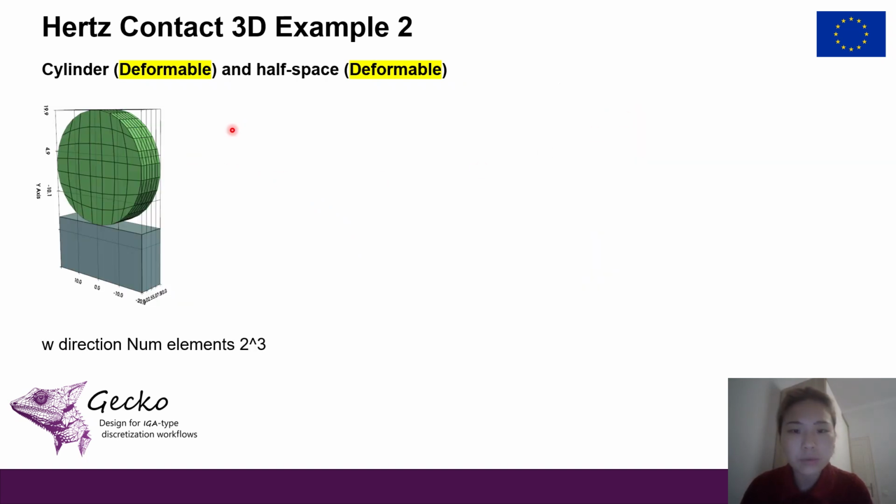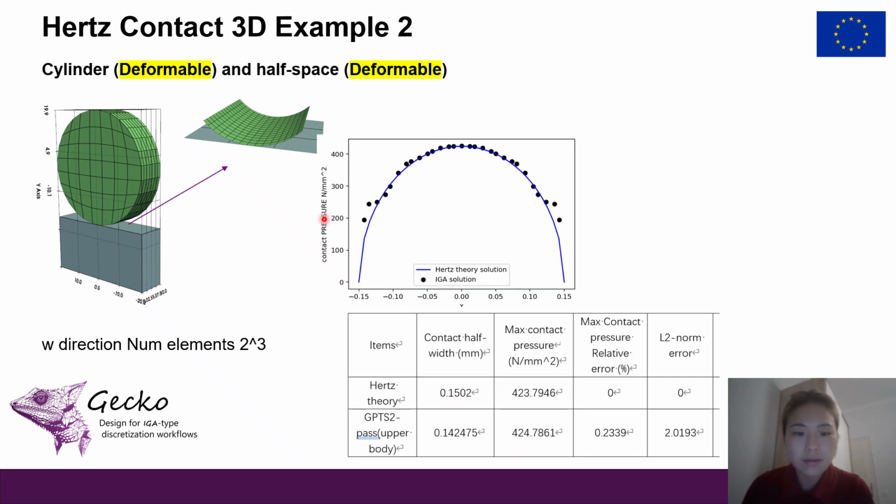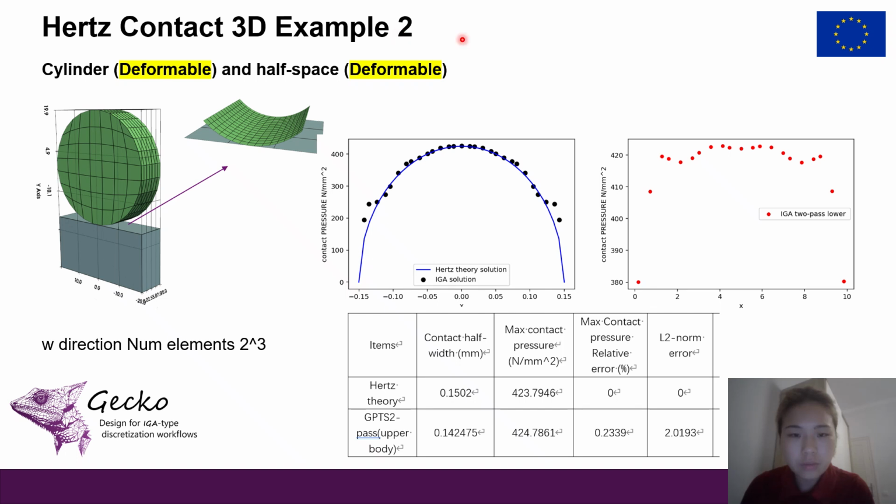Now we come to the 3D example. First, we extract the contact surface, and we can see the contact pressure shows excellent agreement with the analytical solution. The maximum relative error is within 0.3%, and the L2 norm error is around 2. Also, the contact pressure distribution along the cylinder length is symmetric, reflecting the uniform boundary conditions and the full 3D modeling.